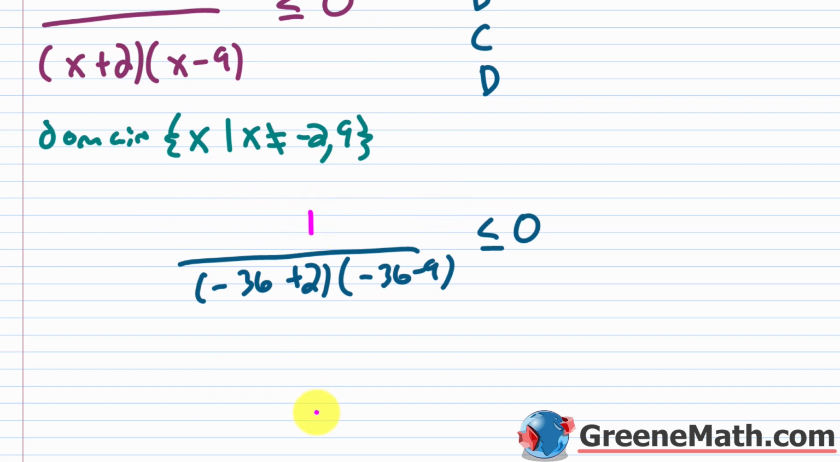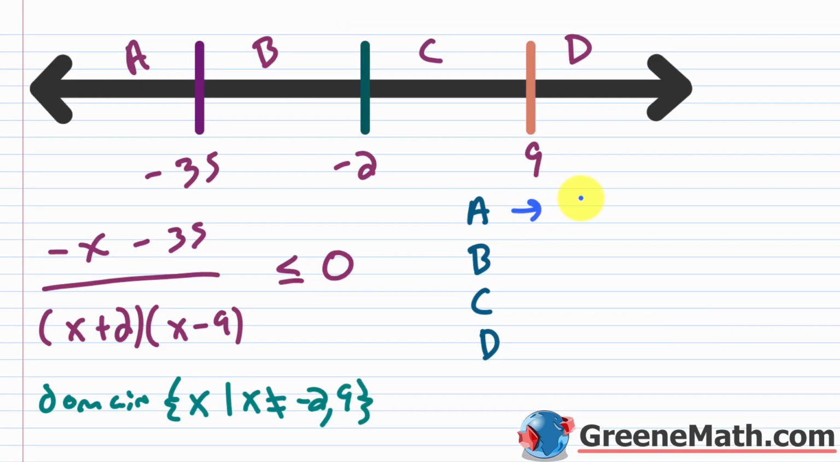Down here, we know that this is a negative and this is a negative, and a negative times a negative is a positive. So you would have a positive over a positive, which is not less than 0 and not equal to 0. For completeness, in case you want to know, negative 36 plus 2 is negative 34, and negative 36 minus 9 is negative 45. If you multiply these two together, you get 1,530. But again, the key thing here is that this is positive and it's not less than 0 and it's not equal to 0. So for interval A, let's just say that things are not going to work. So we'll just put false here.